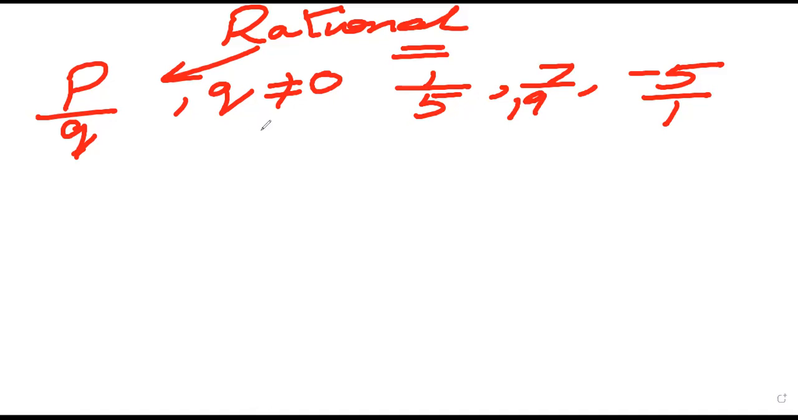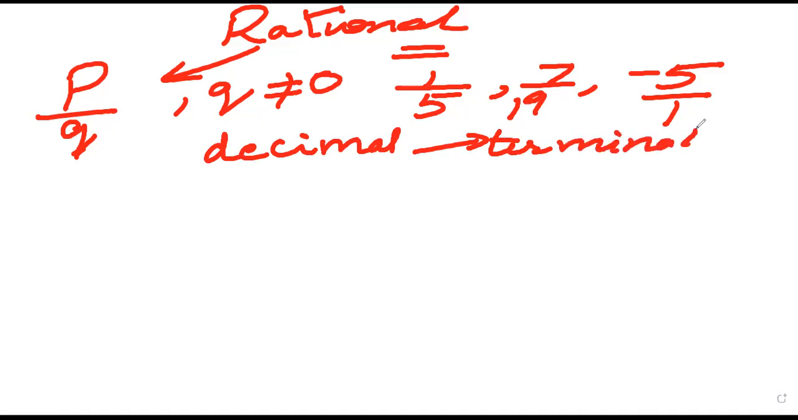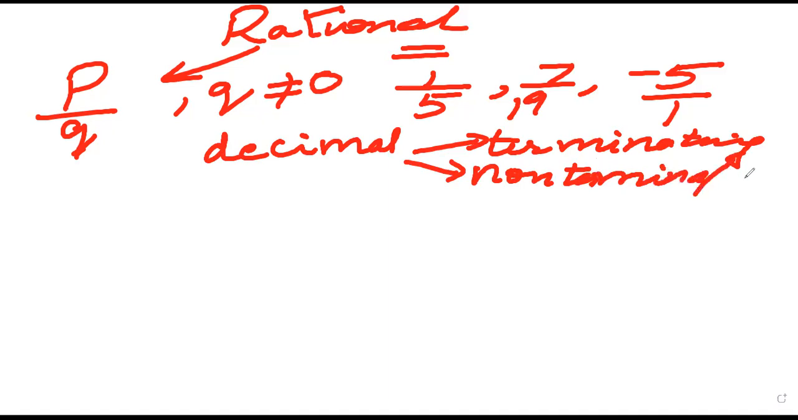And you know that in the previous lesson, we discussed that it can be represented in the decimal form as terminating decimals, or it can be expressed as non-terminating but repeating. So these are also the forms of rational numbers. Non-terminating and repeating. Is it clear, children? So these all are the rational numbers.